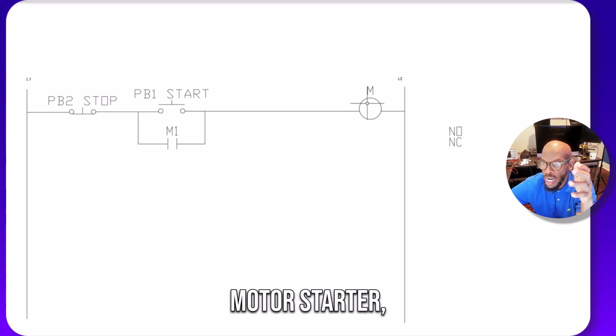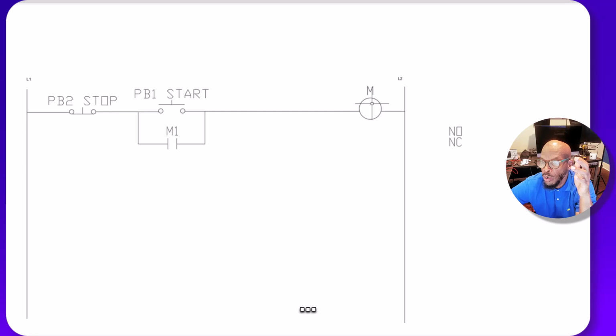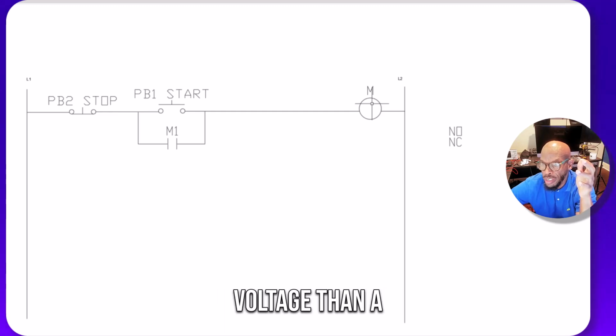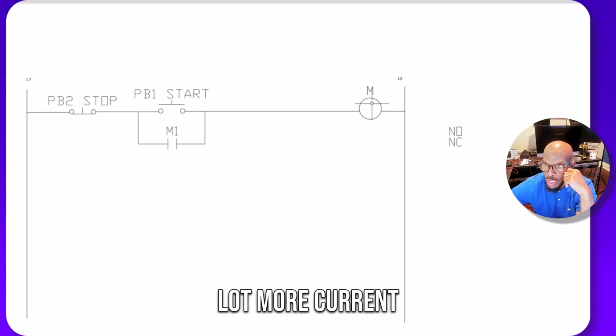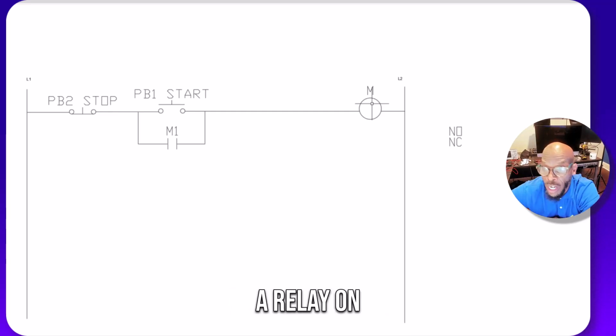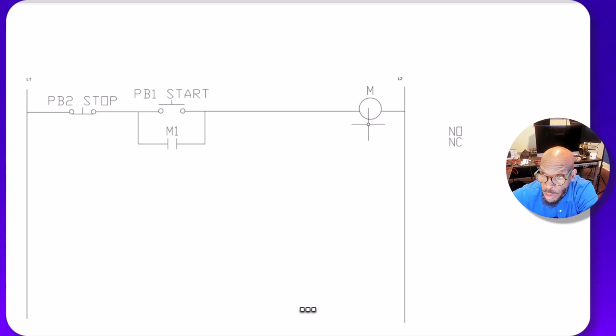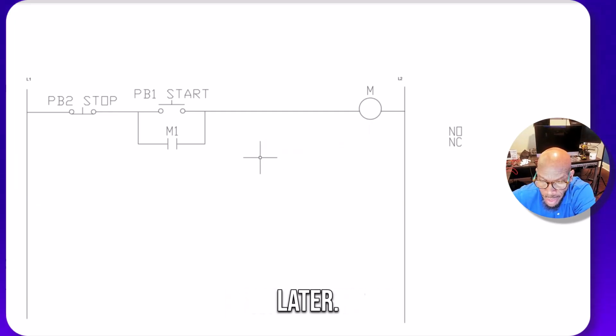If it's a motor starter, then it would have a relay associated with it, but that relay would switch higher voltage than a regular relay. So that's what a motor starter does. It allows a lot more current to go to the motor than just a regular relay, but it has a relay on it. So you'll learn more about that a little bit later.